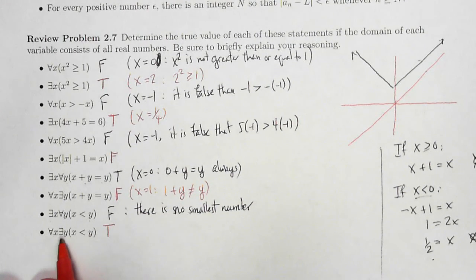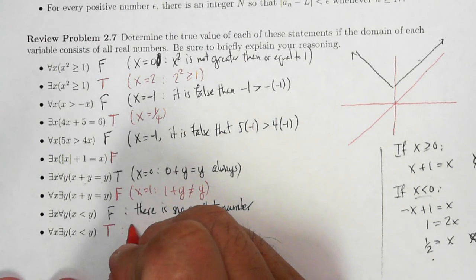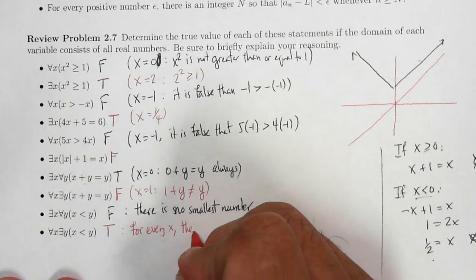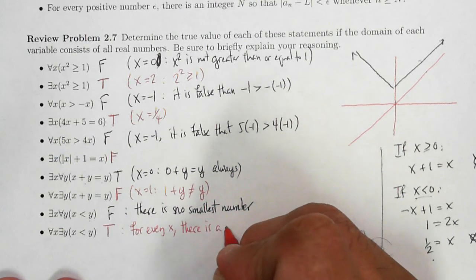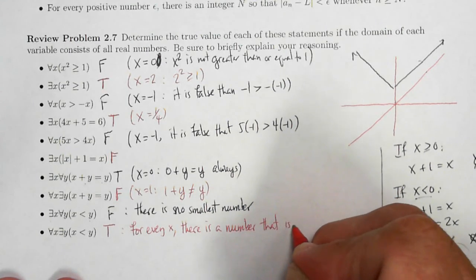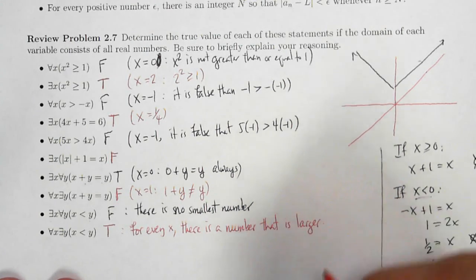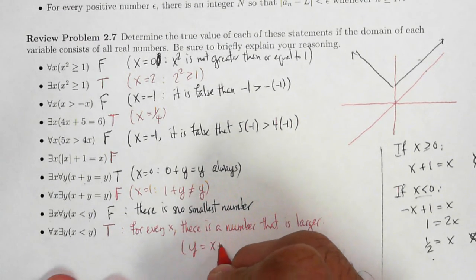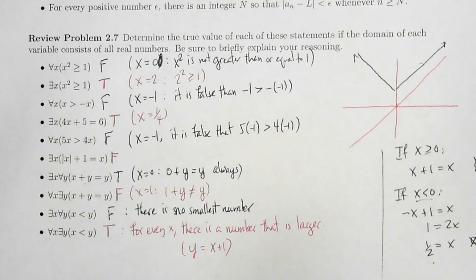However, the next one is true. For every value of x, there exists a y that's bigger. So for every x, there is a number that is larger. And so that is true. For example, if y is equal to x plus 1, then clearly y is bigger than x. So that always works.